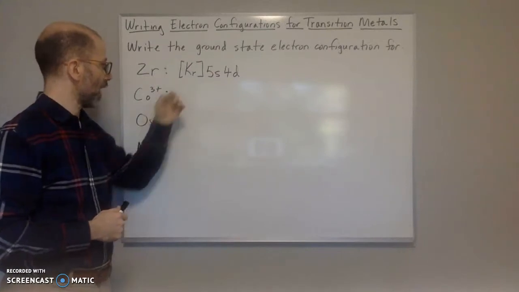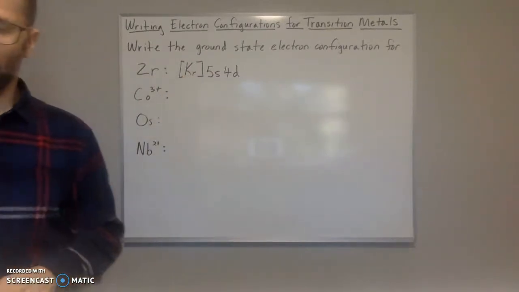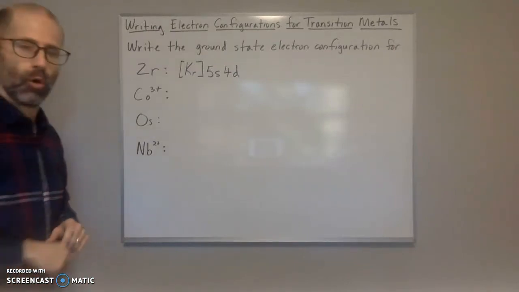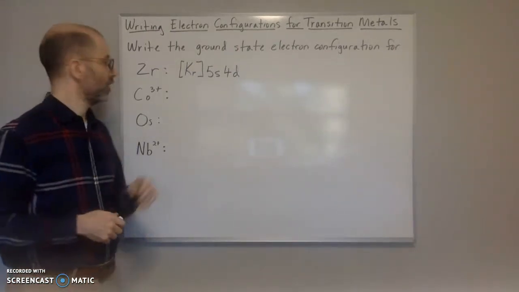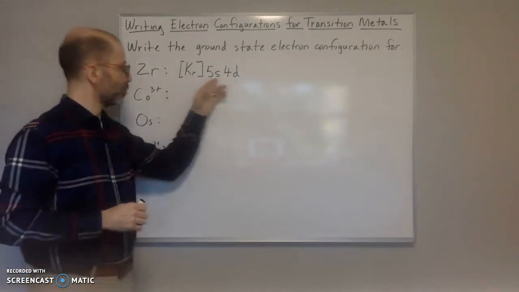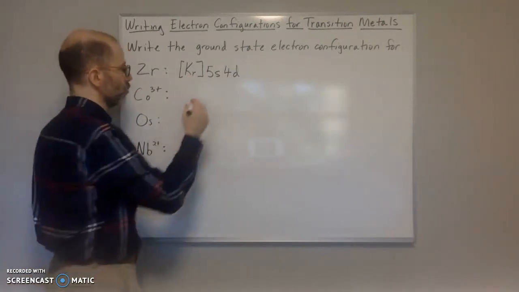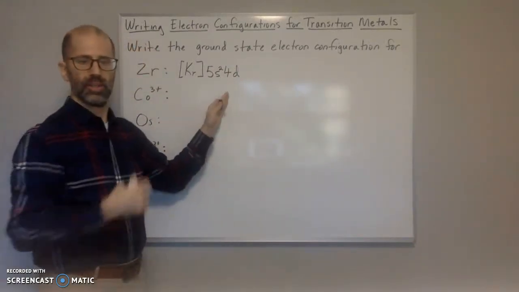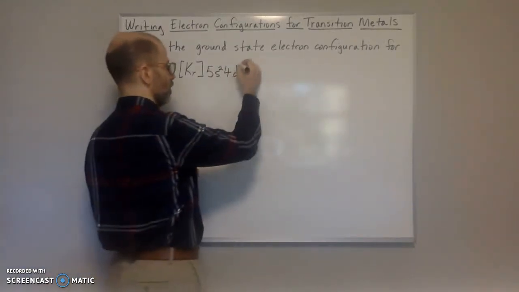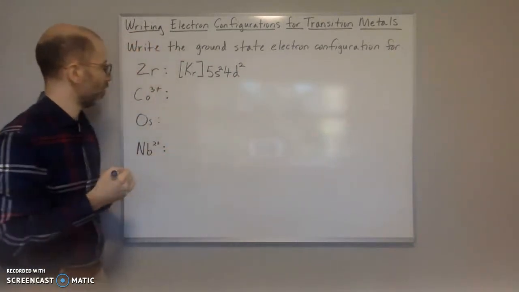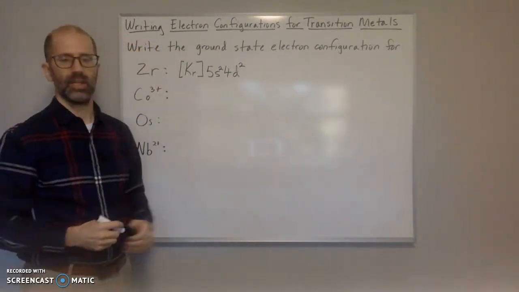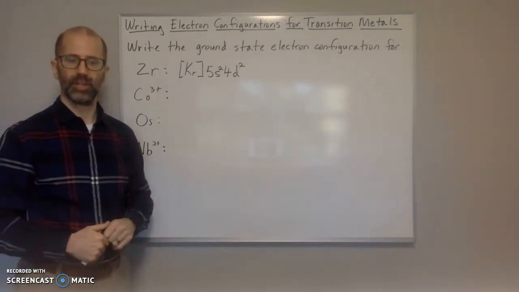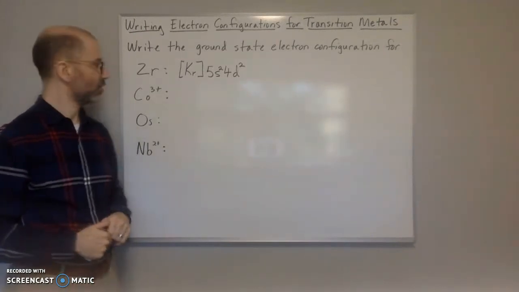above or beyond krypton? That would be 4, so it's four more electrons than krypton. We're going to have to put 4 in here. Two are going to go in the S sublevel first, and then what's left over goes into the D. So we have 5S2, 4D2, and that is the electron configuration for Zr.